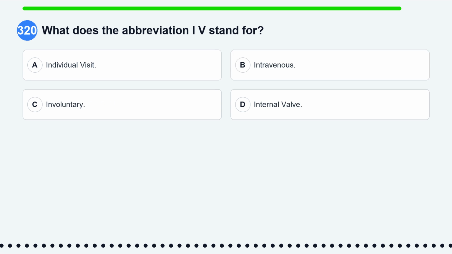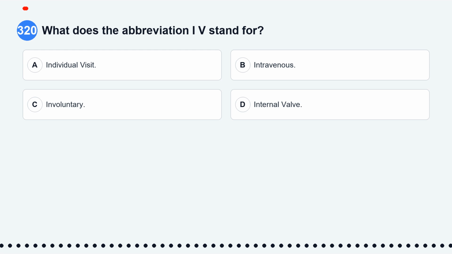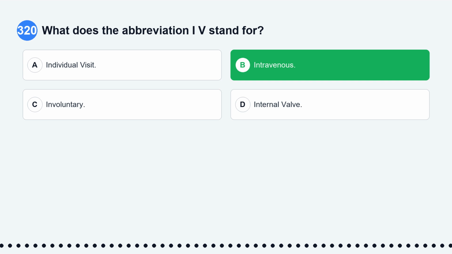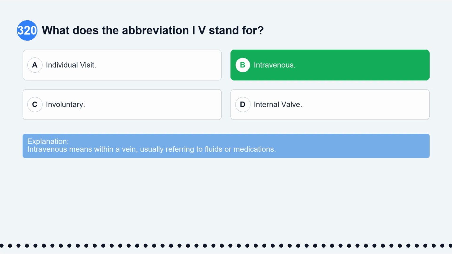Question 320. What does the abbreviation IV stand for? Option A, individual visit. Option B, intravenous. Option C, involuntary. Option D, internal valve. The correct answer is option B, intravenous. Intravenous means within a vein, usually referring to fluids or medications.